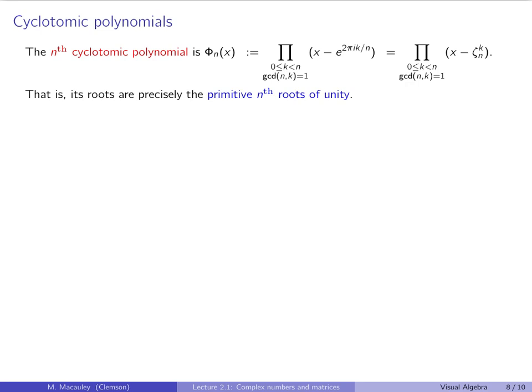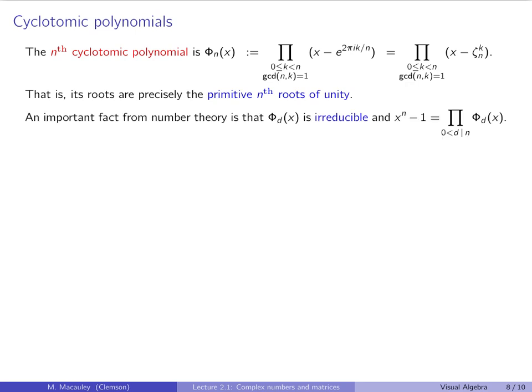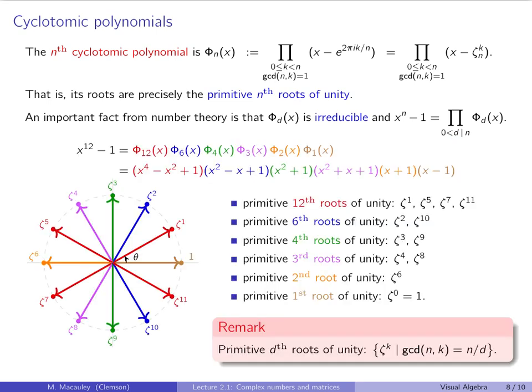Now, it should in no way be clear that this polynomial, if you multiply this out, has integer coefficients. An important fact from number theory is not just that these polynomials have integer coefficients, but each one of them is irreducible, meaning it doesn't factor at all over the integers. And also, x to the n minus 1 is the product of all of these for each positive divisor of n, including n. We saw this with n equals 6, but let's do one more example to make sure that we understand this.